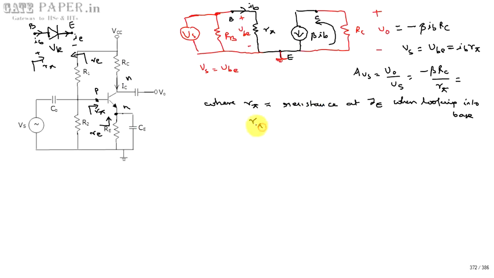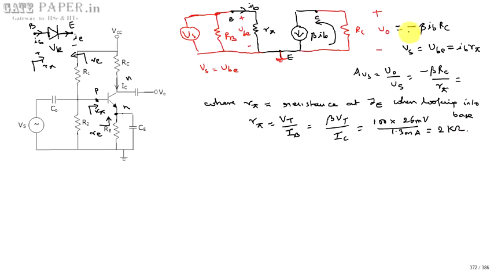So r_pi can be calculated as Vt divided by Ib, and Ib can be written as Ic by beta. That beta, if it comes in the numerator, becomes beta Vt divided by Ic. Beta is given as 100, Vt is 26 millivolts, and Ic is given as 1.3 milliamperes. So r_pi is 100 into 20, that is 2000 ohms, which is nothing but 2 kilo ohms.